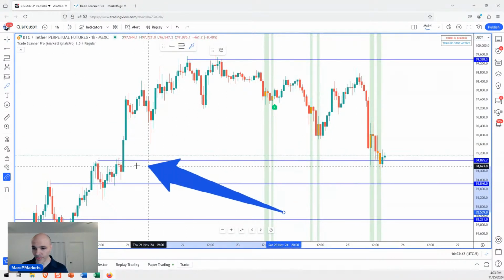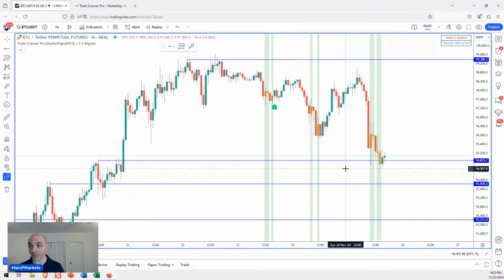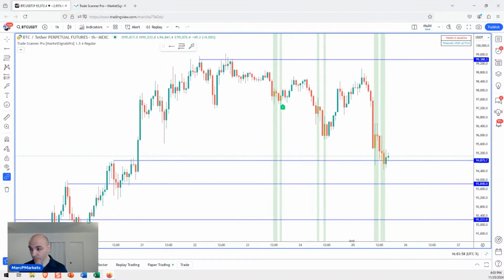Notice we had an old resistance. We retested that resistance. I got some warnings in the area. I got a green candle. I should probably be looking for longs. Does that make sense? Right? So I should probably be buying at a support in a generally bullish trend.